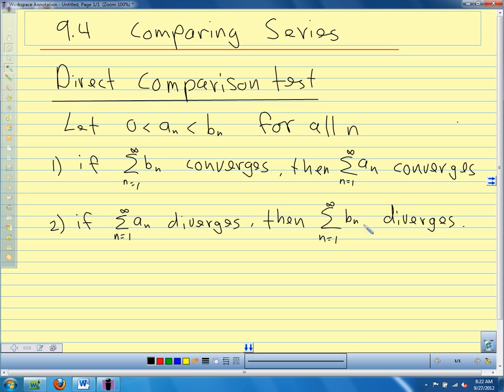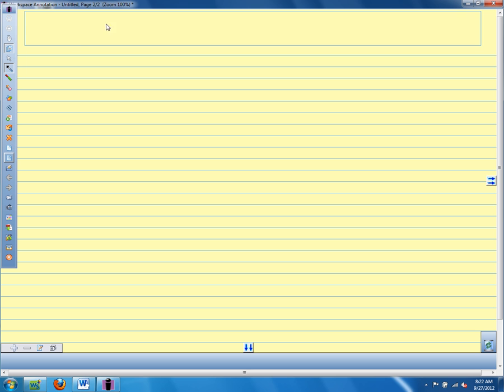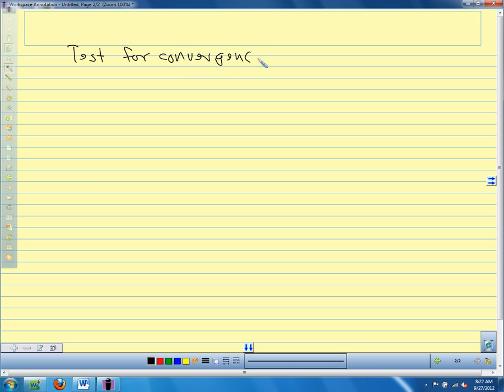So let's look at a couple of examples, and then this will lead us to a little bit of a problem, and then we'll talk about another test. So we want to test for convergence. That's what we're doing here. We want the sum n equals 1 to infinity of 1 over n times n plus 1 times n plus 2.